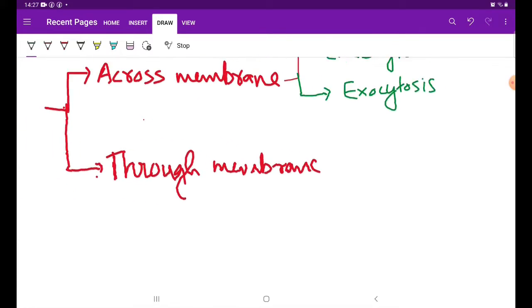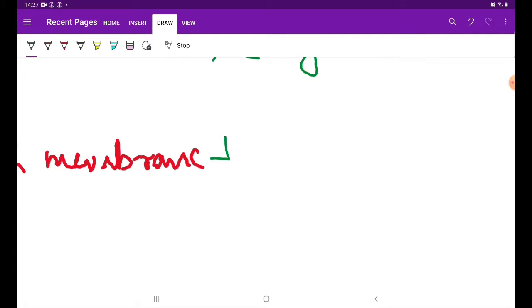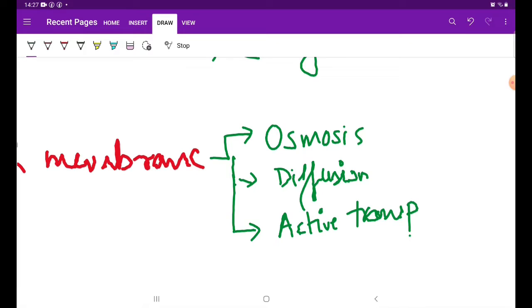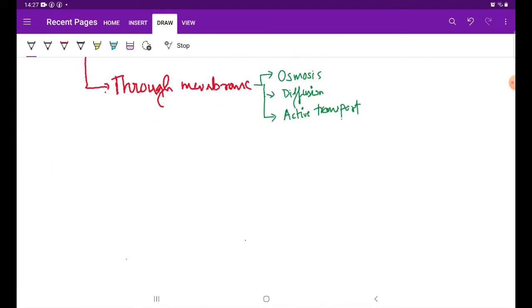And in case of through the membrane, there are three types. You guys have heard about it: osmosis, diffusion, and last but not the least, active transport. Okay, so let's discuss it one by one.